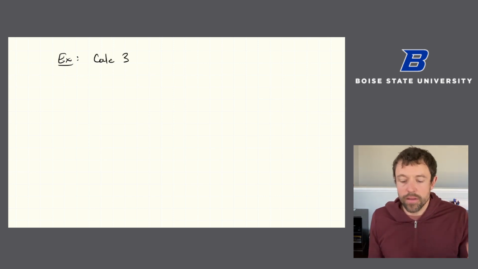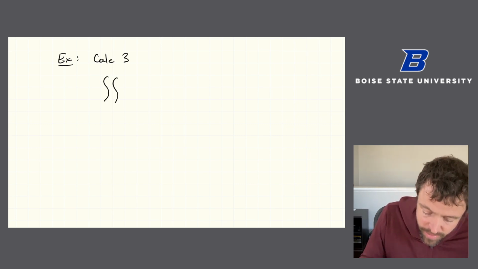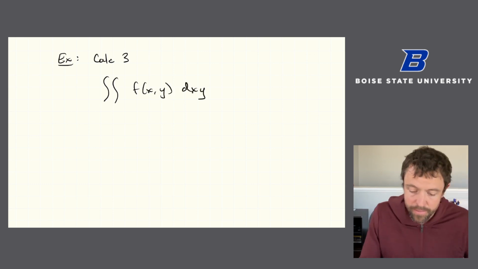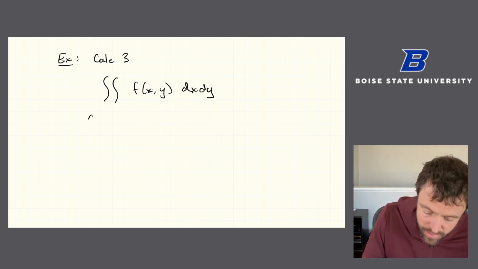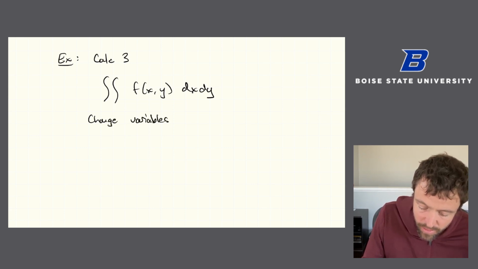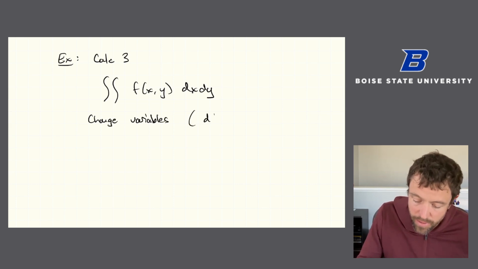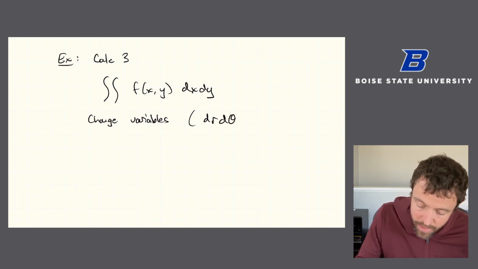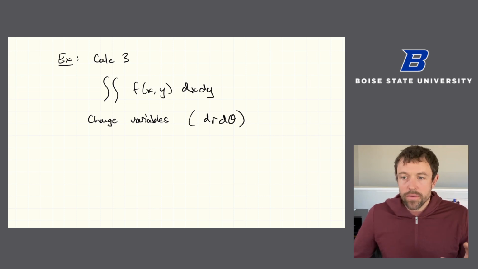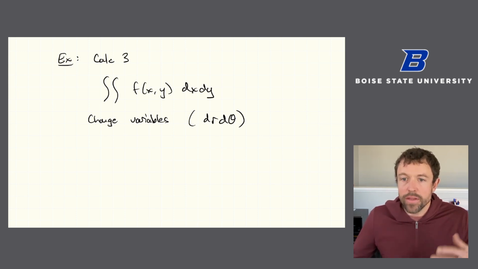Where we're dealing with, for instance, some double integral in x and y, and we want to change variables. Maybe we want to go, instead of dx dy, to dr d theta, to polar coordinates. What we need to do is figure out how much this transformation is changing areas by. And to do that, we use determinants.